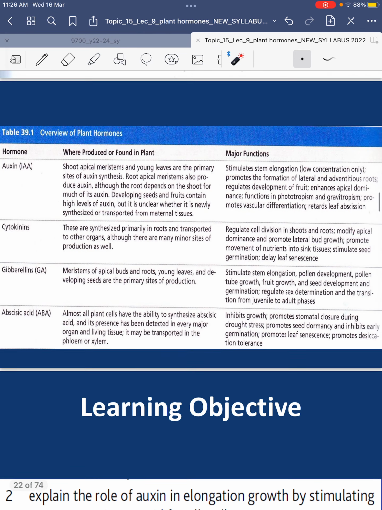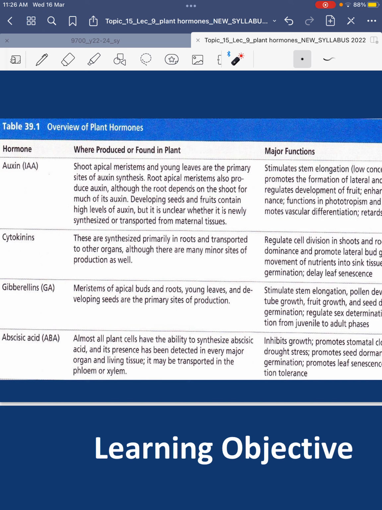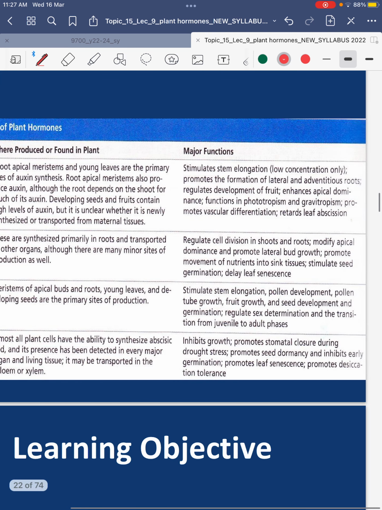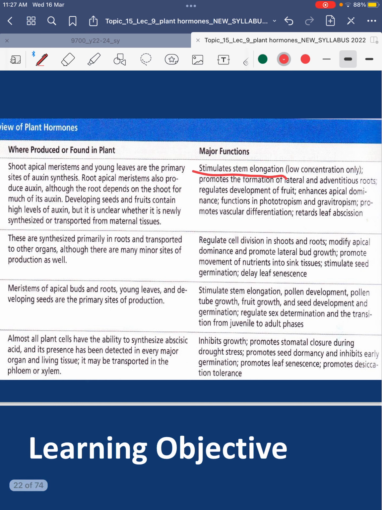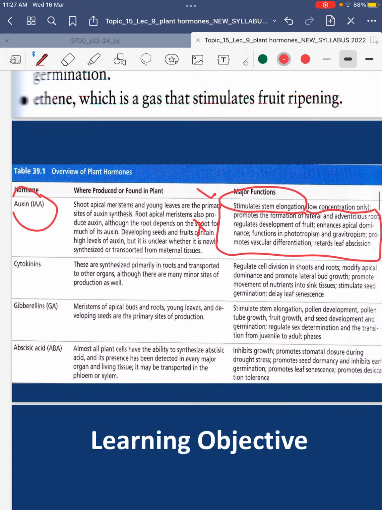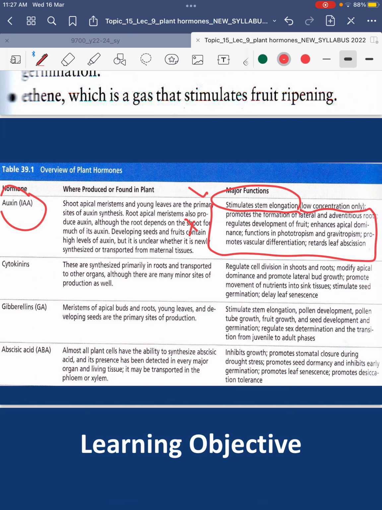Okay, so if you look at auxin here, you see it stimulates stem elongation. There are many other roles or functions of auxin which are not in the syllabus, so we are only focusing on stem elongation. How does auxin have an effect? What is the mechanism? How can it explain how auxin can cause stem elongation?